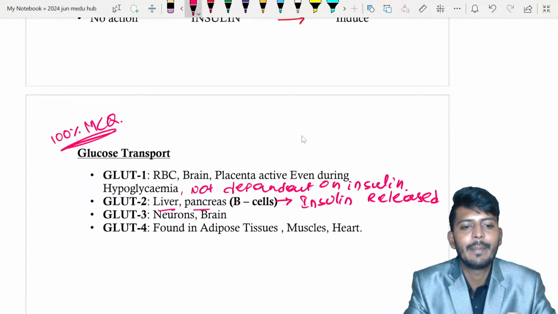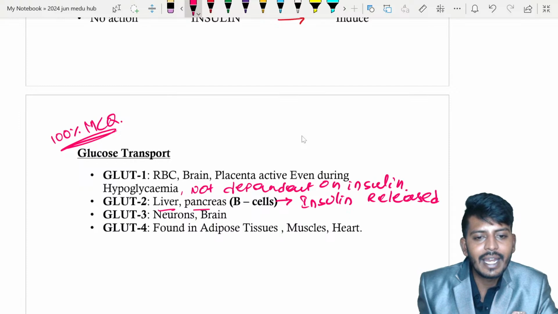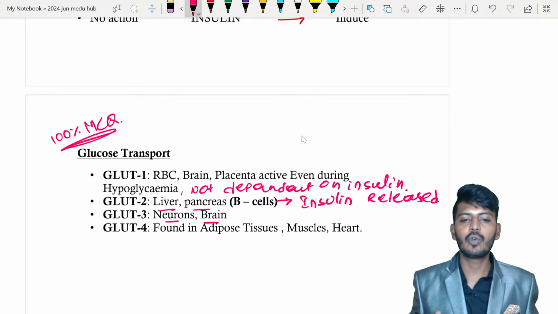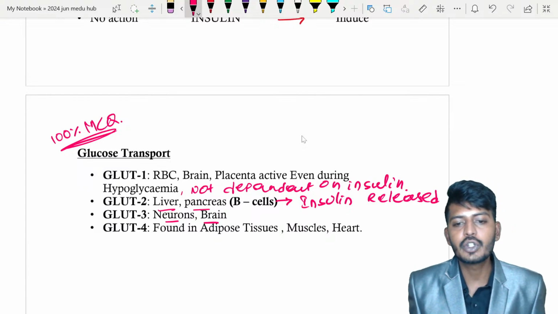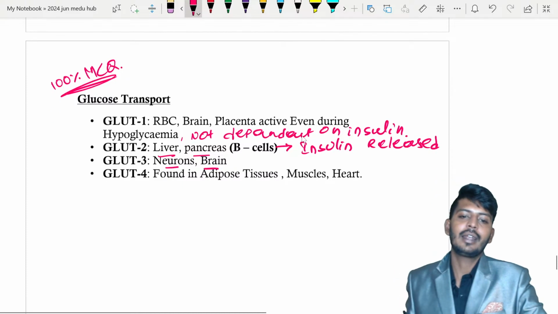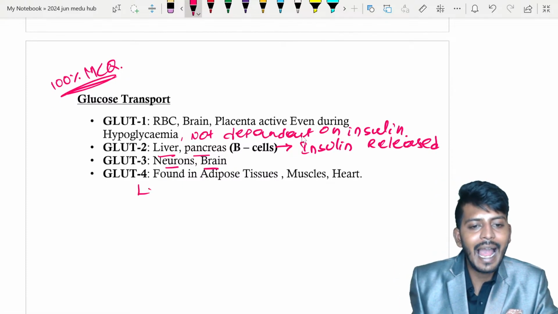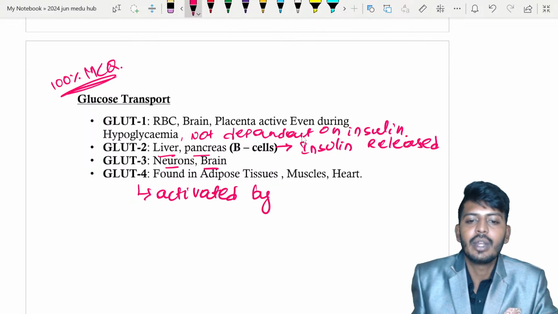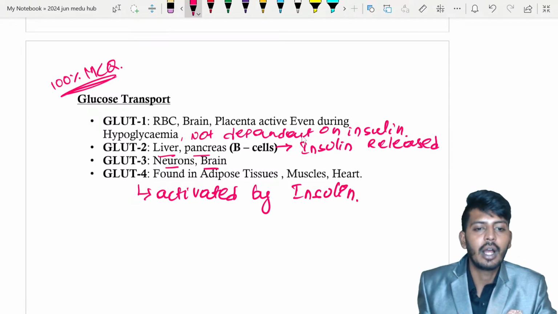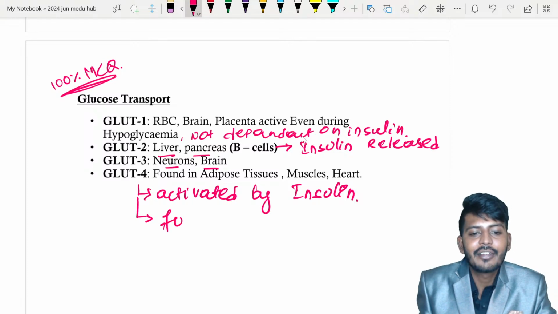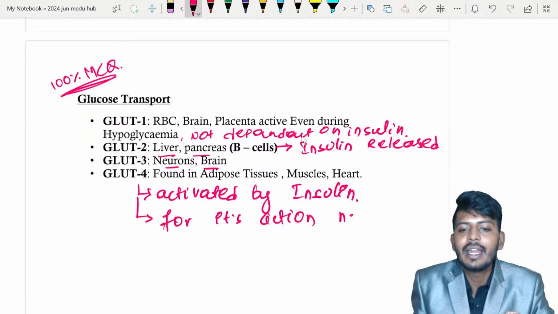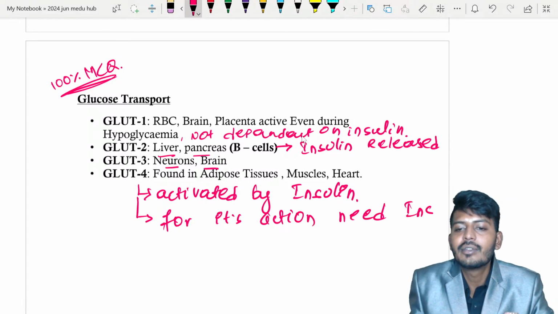Abdul, I will explain. Just give me a minute. Glucose transporter 3 is located in the neurons and in your brain. And GLUT4 is insulin dependent. It is found in adipose tissue, muscle and heart. It is activated by insulin. If insulin is not there, GLUT4 will not work. So for GLUT4's action, what do we require? Insulin.